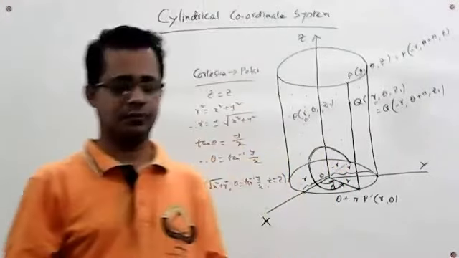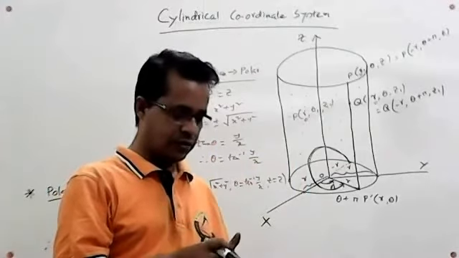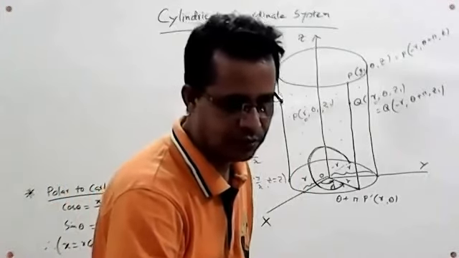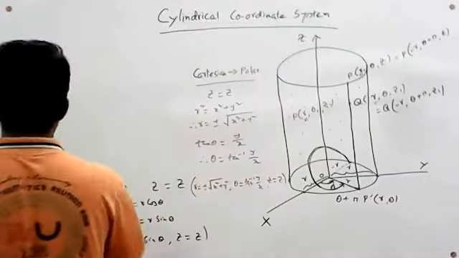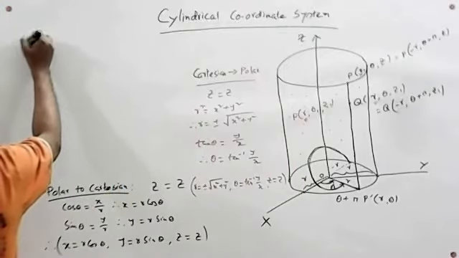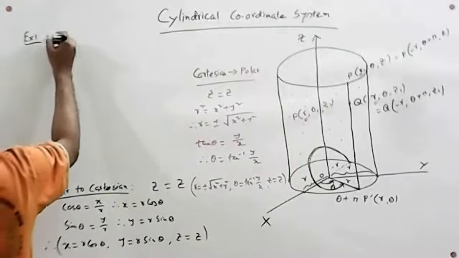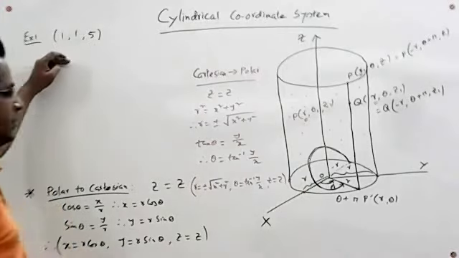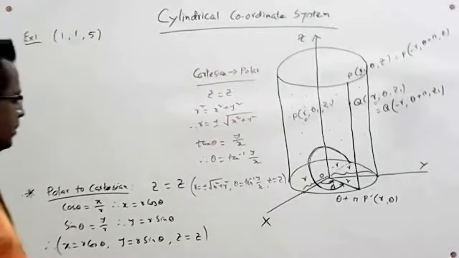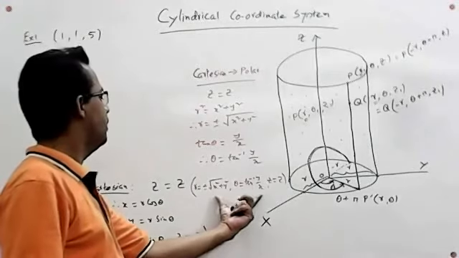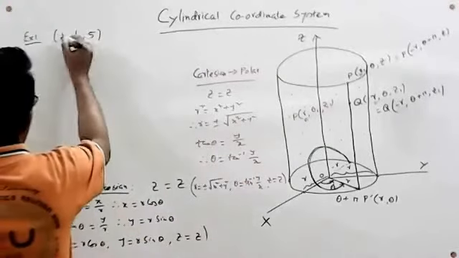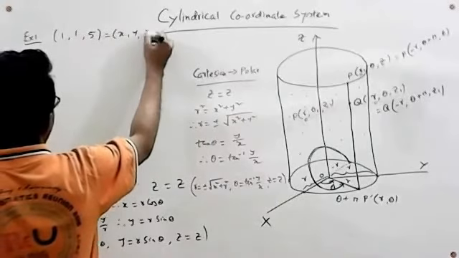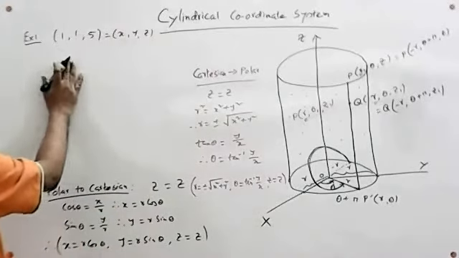Now let us take an example of switching from Cartesian coordinates to polar coordinates. Suppose we have a Cartesian point (1, 1, 5). We have to represent this point in cylindrical coordinates. So we can use this relation. Here x is 1, y is 1, and z is 5 in Cartesian coordinates.